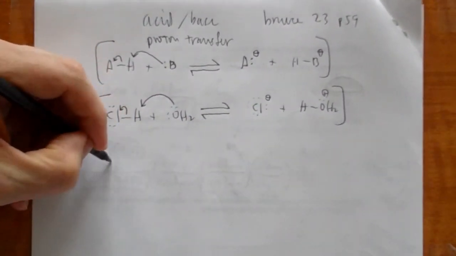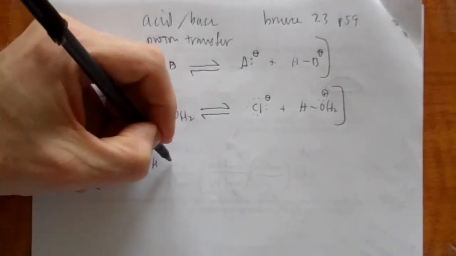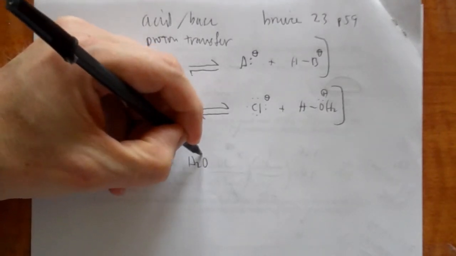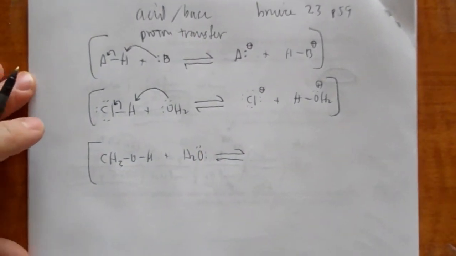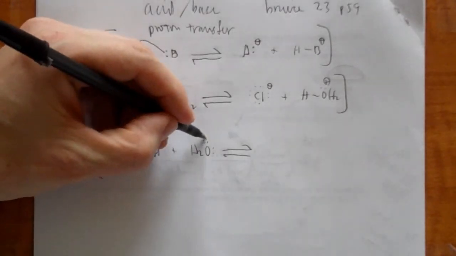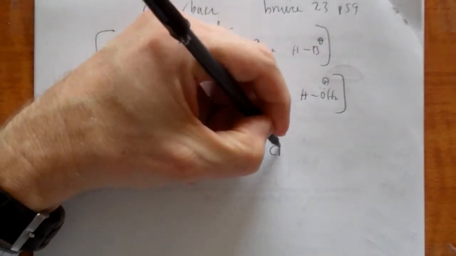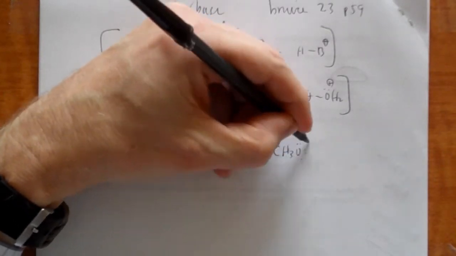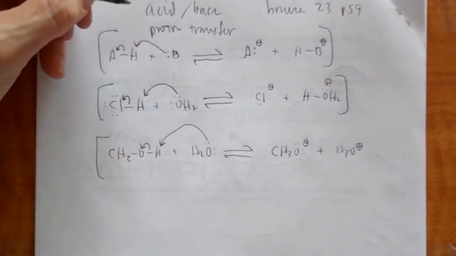Let's do another one, the one on page 59: CH3OH plus H2O. I'm going to draw it a little bit differently this time to give you a chance to do some practice. Maybe you should pause the video here and see if you can predict what's going to happen with a closed book. Okay, so let's suppose you just paused it and restarted it. The electrons are going to go to the hydrogen, which is ionizable, and that's going to give us CH3O minus plus H3O plus.